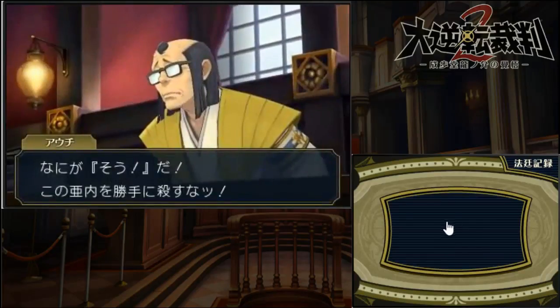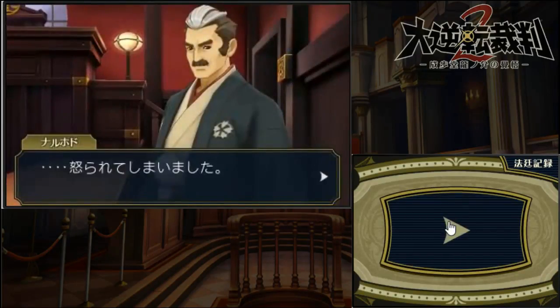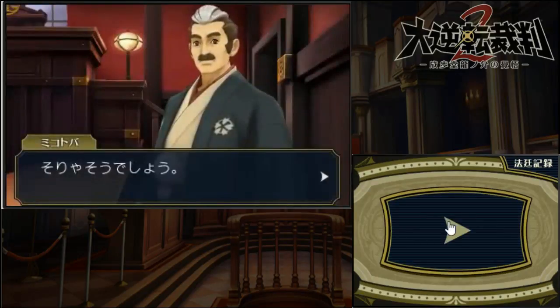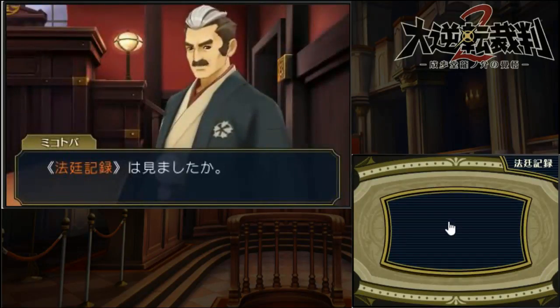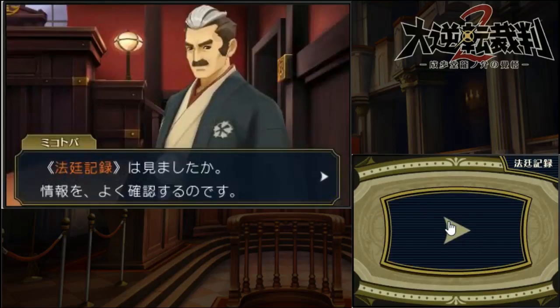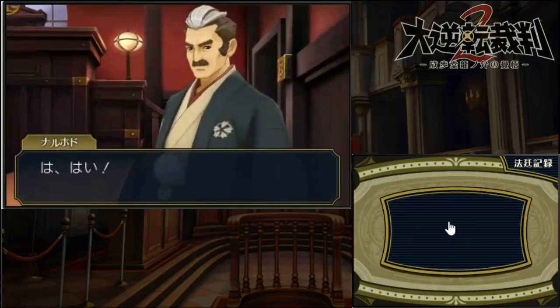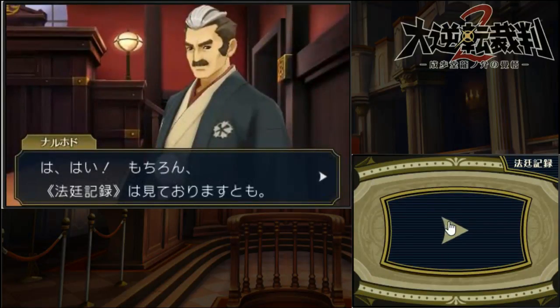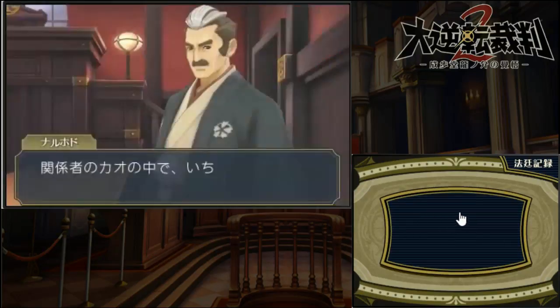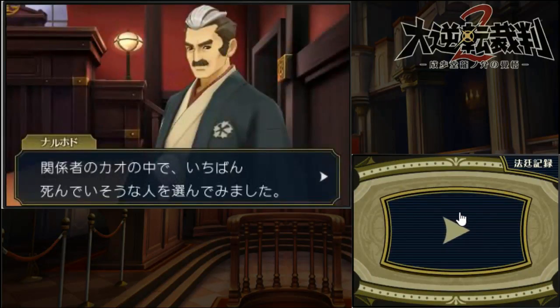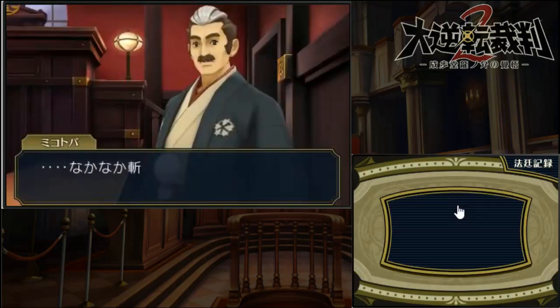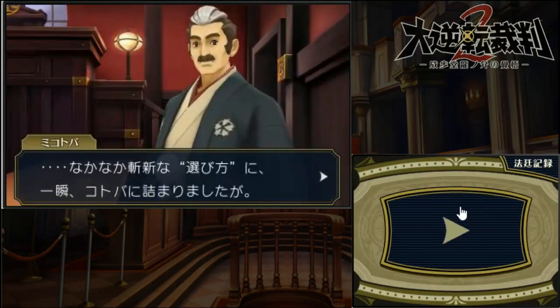What do you mean by right? Don't kill this Aochi so effortlessly! I got scolded. Well, of course you did. Did you check the court records yet? The information needed is likely in there. Yes, of course I had looked through the court records. I simply chose the one nearing death's doorstep. What a morbid way to choose. I'm at a loss for words.